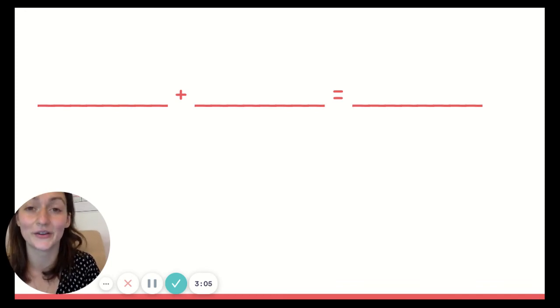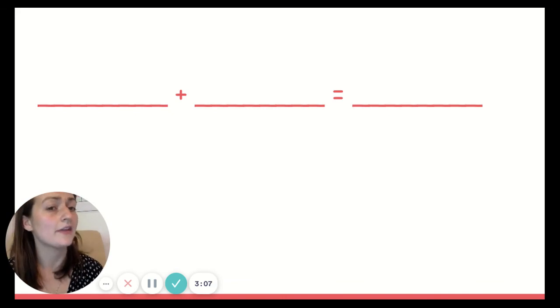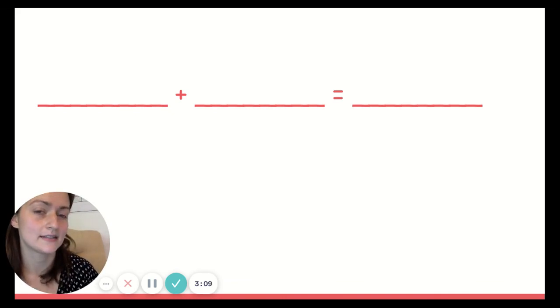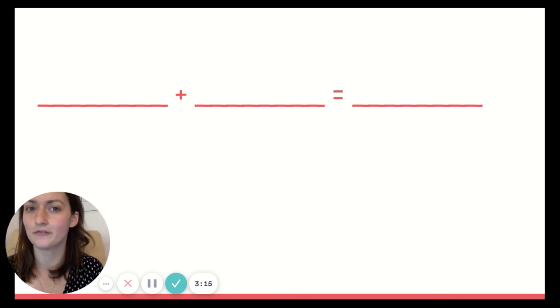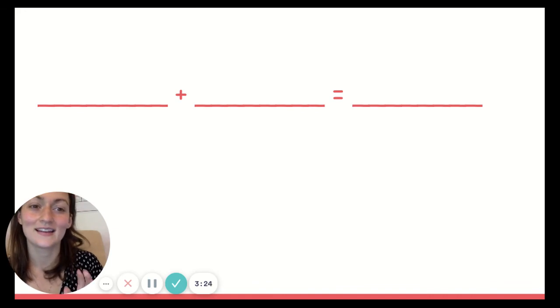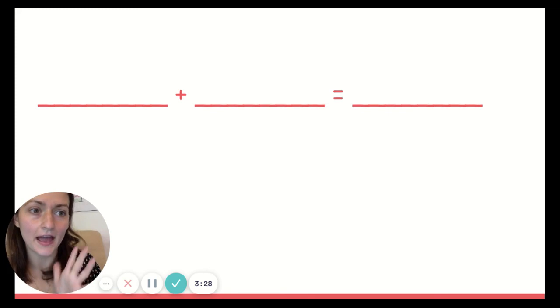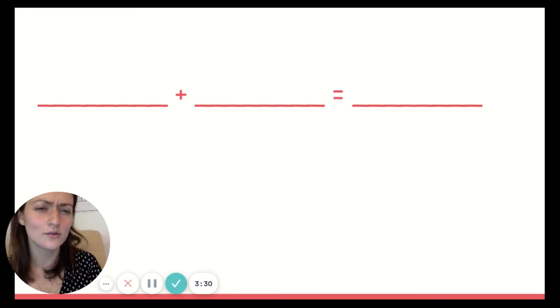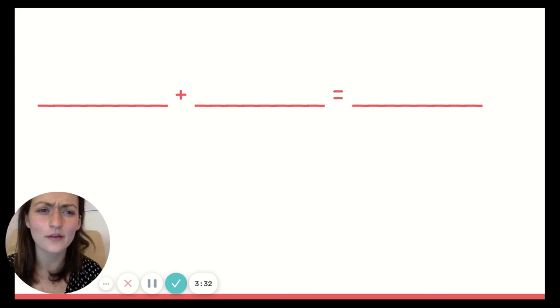Here we go. Kalia had 4 pennies. Her dad gave her 5 more pennies. How many pennies does Kalia have now? Draw the pennies and make a number sentence. I'll say it again. Kalia had 4 pennies. Her dad gave her 5 more pennies. So how many pennies does Kalia have now?